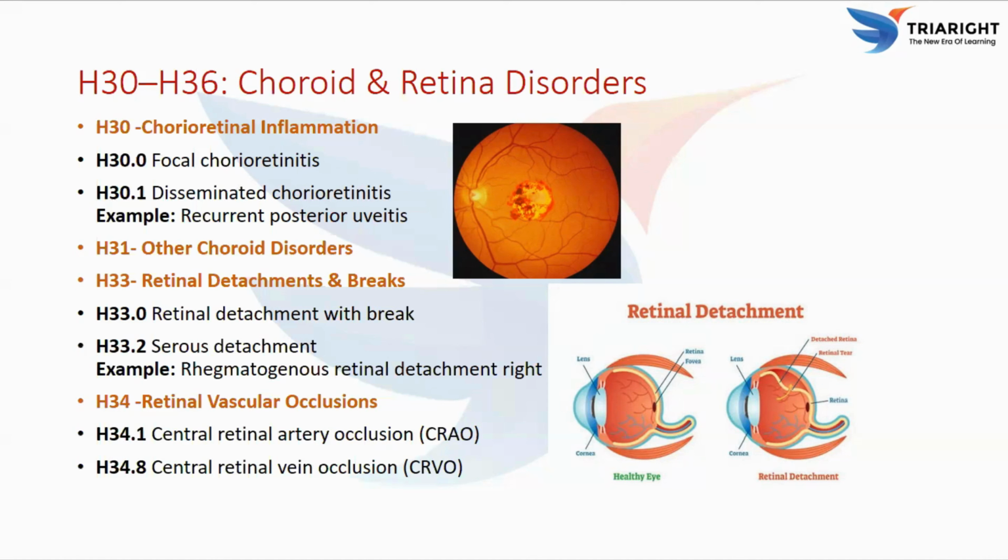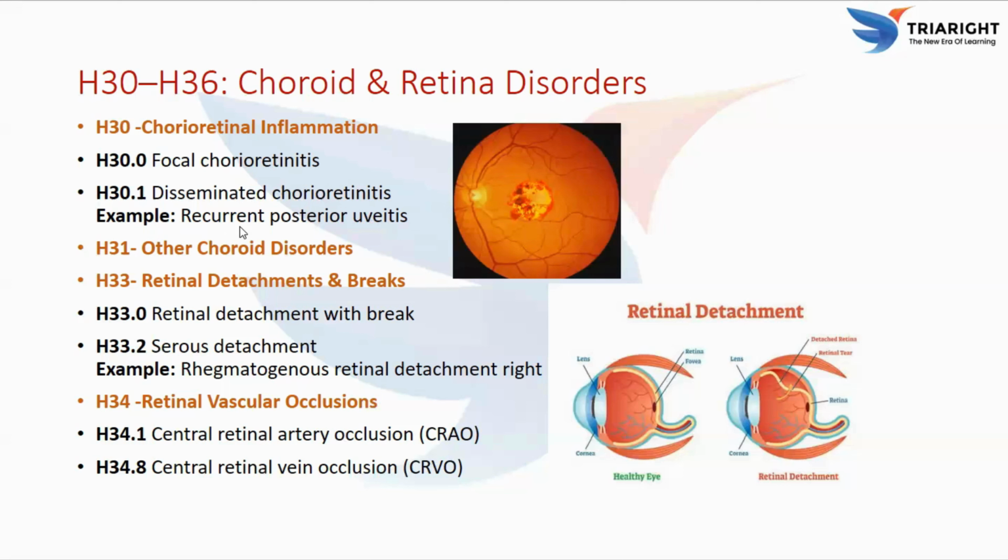So H30.0 is assigned for focal chorioretinitis. Focal means the inflammation is limited to one specific area. Okay. So H30.01 is disseminated chorioretinitis. What do you mean by disseminated? It means spread over many areas of the retina and choroid. This is more severe than the focal inflammation, and can often lead to widespread retinal damage. For example, recurrent posterior uveitis. So you have to assign the code H30.1.